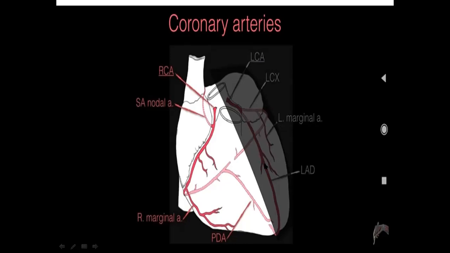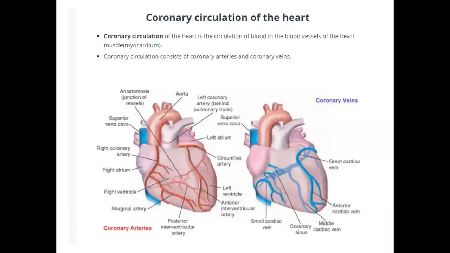It is left anterior and it is descending, LAD. And then you have the posterior descending artery also. Now, let's look at other slides to better explain the coronary circulation.